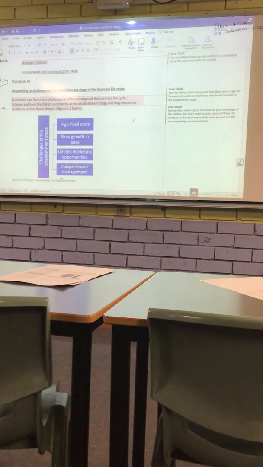Businesses can face many challenges at different stages of the business life cycle. Johnson & Sons Mechanics is currently at the establishment stage and may encounter problems such as those shown in figure 1.2. I've labelled my figure, and I've very well established what business stage they're at. If someone's asking you to respond to the challenges that they will encounter at this business stage, you have to state the stage that they're in. Pick one of those 4 stages, go forth.